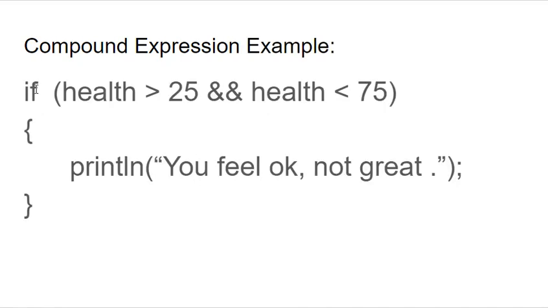So what this is saying is if health is greater than 25 and health is less than 75, then do the stuff in the curly braces, which says print out the line, you feel okay, not great. So you're like, yeah, whatever, you're all right. So that's called a compound operator. For the statement to be executed, the body of the curly braces to get run, both of these conditions have to be true. Health has to be greater than 25 and health has to be less than 75. Both of those have to be true.